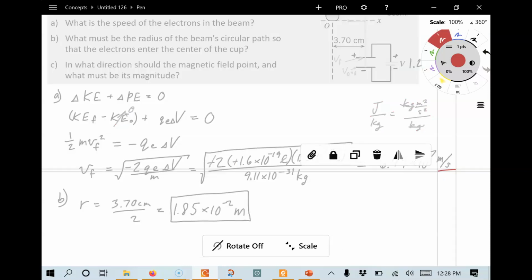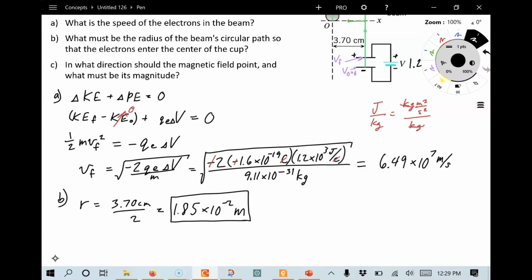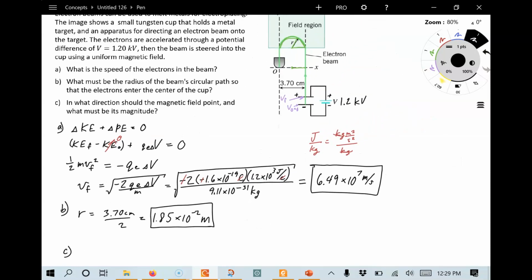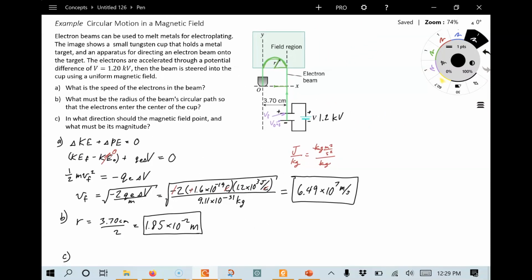And up here, of course, we had the value for the speed of the electrons. And in part C, we're asked, what direction should the magnetic field be in? What direction should it point in, and what must be its magnitude? Well, we'll start with the magnitude first.